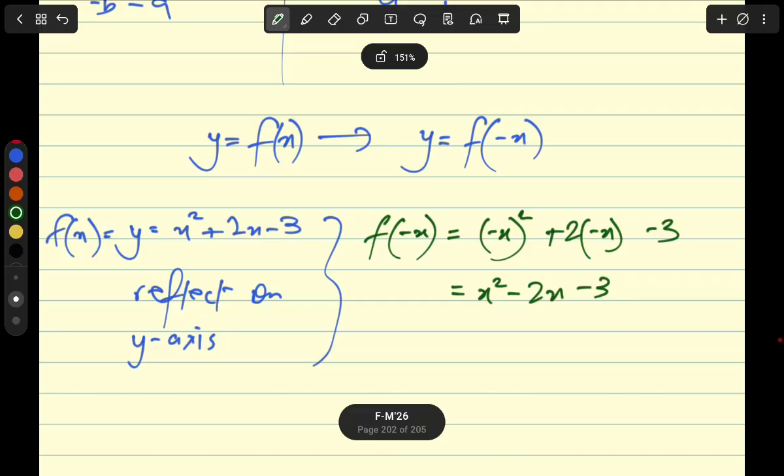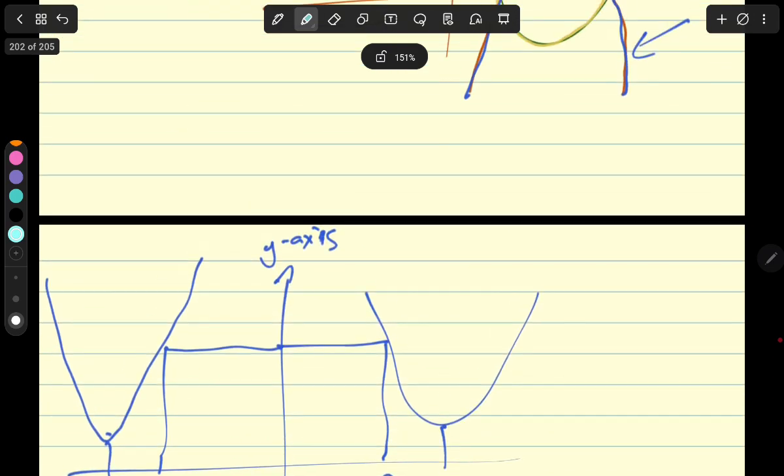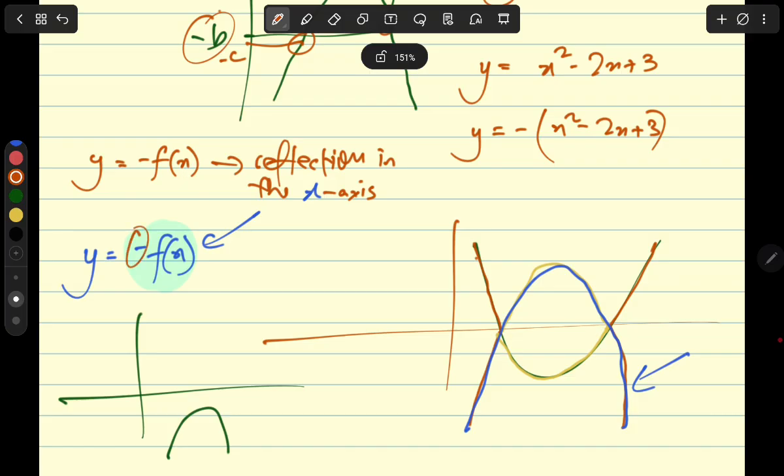So this is about the reflection in the y-axis. When the input changes sign, it is a reflection in the y-axis. If the entire function gets a different sign, so if the function was a negative function, for example, the entire function is negative, below the x-axis, then if you put a negative before it as a coefficient, the entire function is going to get flipped because all the output negative values are now going to become positive values for the same inputs, right? So this is the difference between them, and now we move on to stretches.